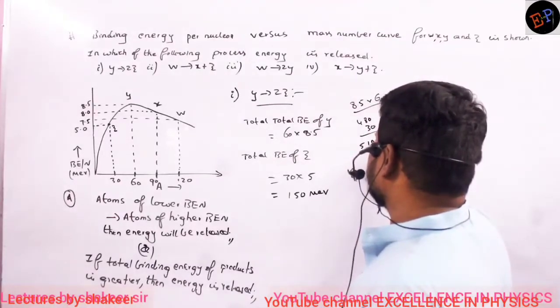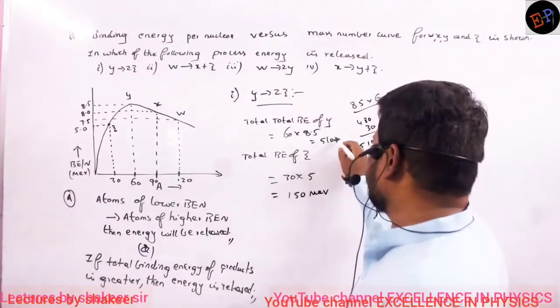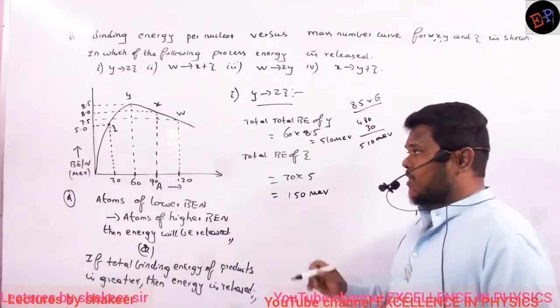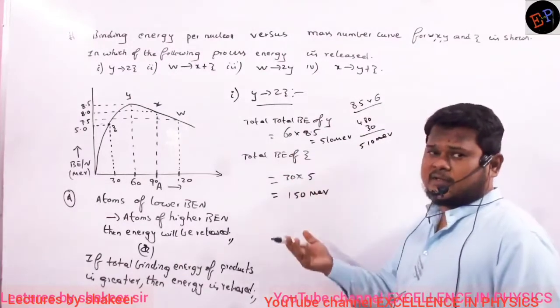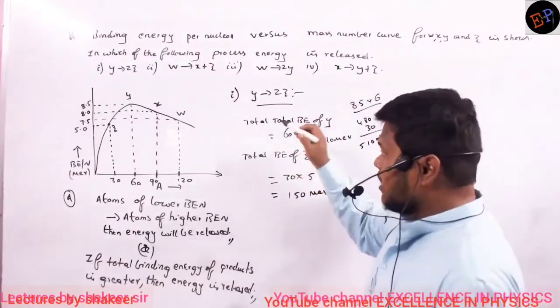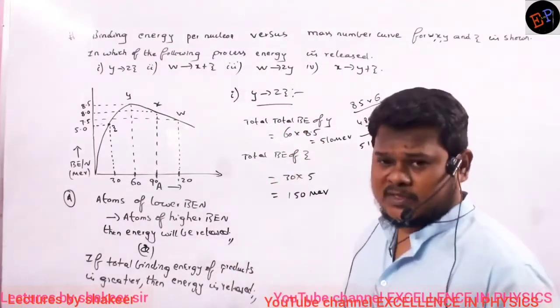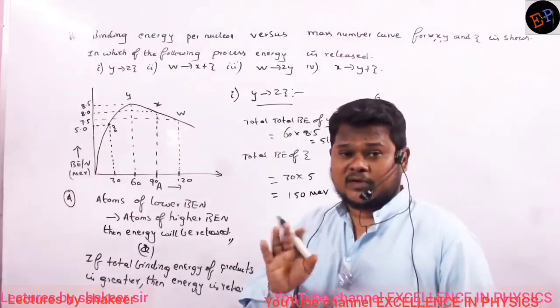510 million electron volts. Clear? So therefore this value is 510 million electron volts. Okay. So is the binding energy of reactants greater or the binding energy of products greater? Binding energy of reactants is greater, no? It means that higher BEN atom has converted into lower BEN. So will energy be released or absorbed? Energy will be absorbed. Energy will not be released.